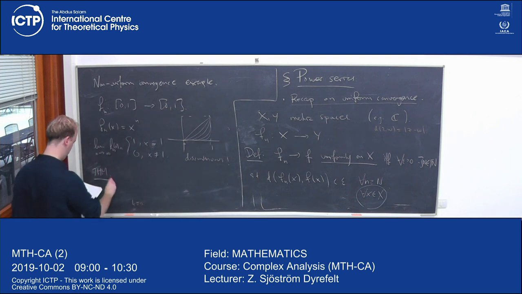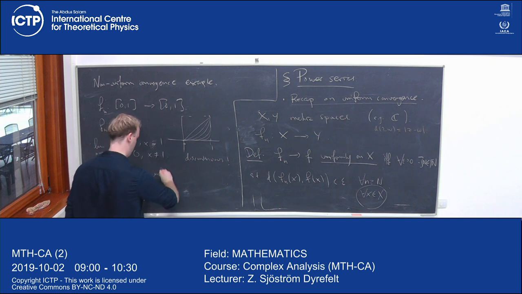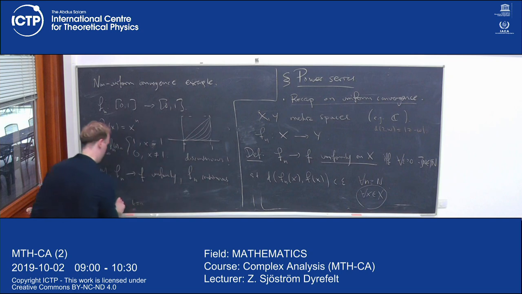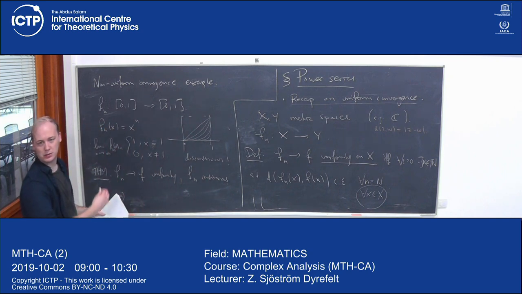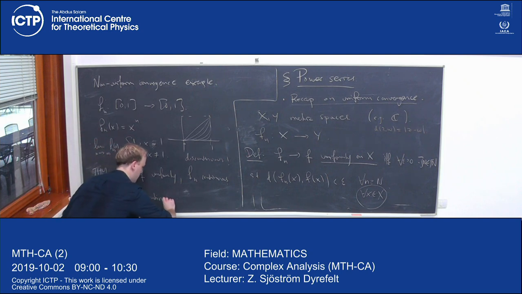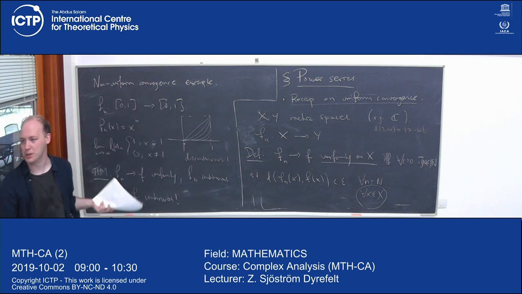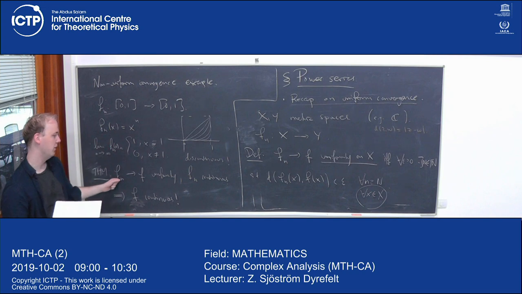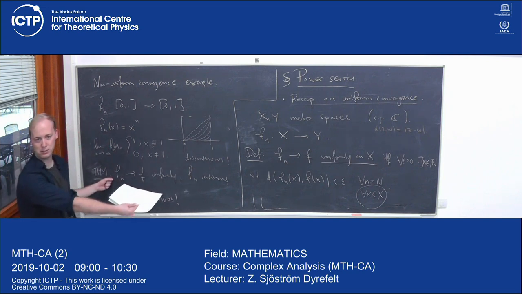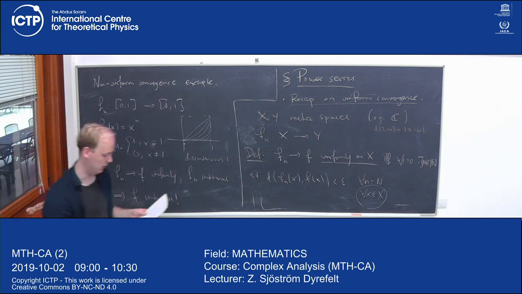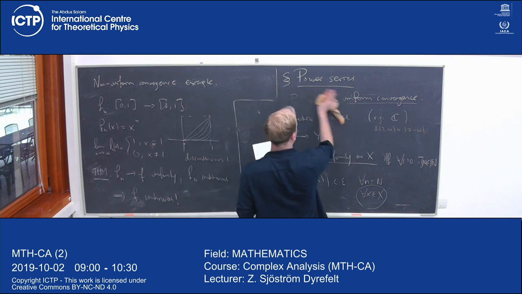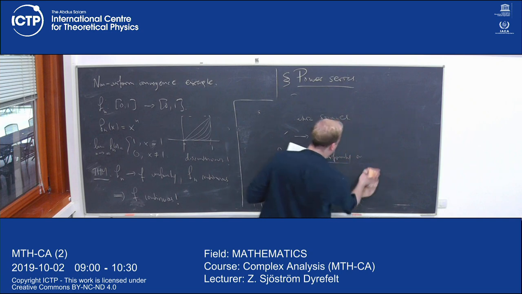However, we have the following theorem: if f_n converges to f uniformly, and the f_n are all continuous, then this implies that the limit is also continuous. This is important because it will be used in many proofs. You see here what happens when the convergence is not uniform: you can get a discontinuous limit. But if you have continuous functions that converge uniformly to something, then the limit is also continuous. I will not prove it, but it will be used. This is a standard argument. So that was the short recap on uniform convergence.